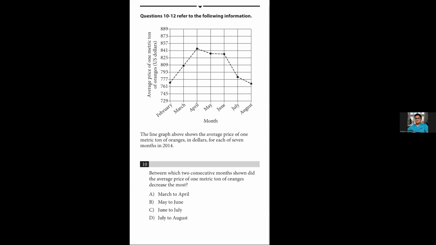Okay, so for question 10, between which of these two consecutive months did the average price of 1 metric ton of oranges decrease the most? Basically, it's asking which has the largest, most negative slope. Well, there's a negative slope here, here, and here. Which is the most negative? Well, that would be between June and July, so that would just be answer C. Okay, question 11.